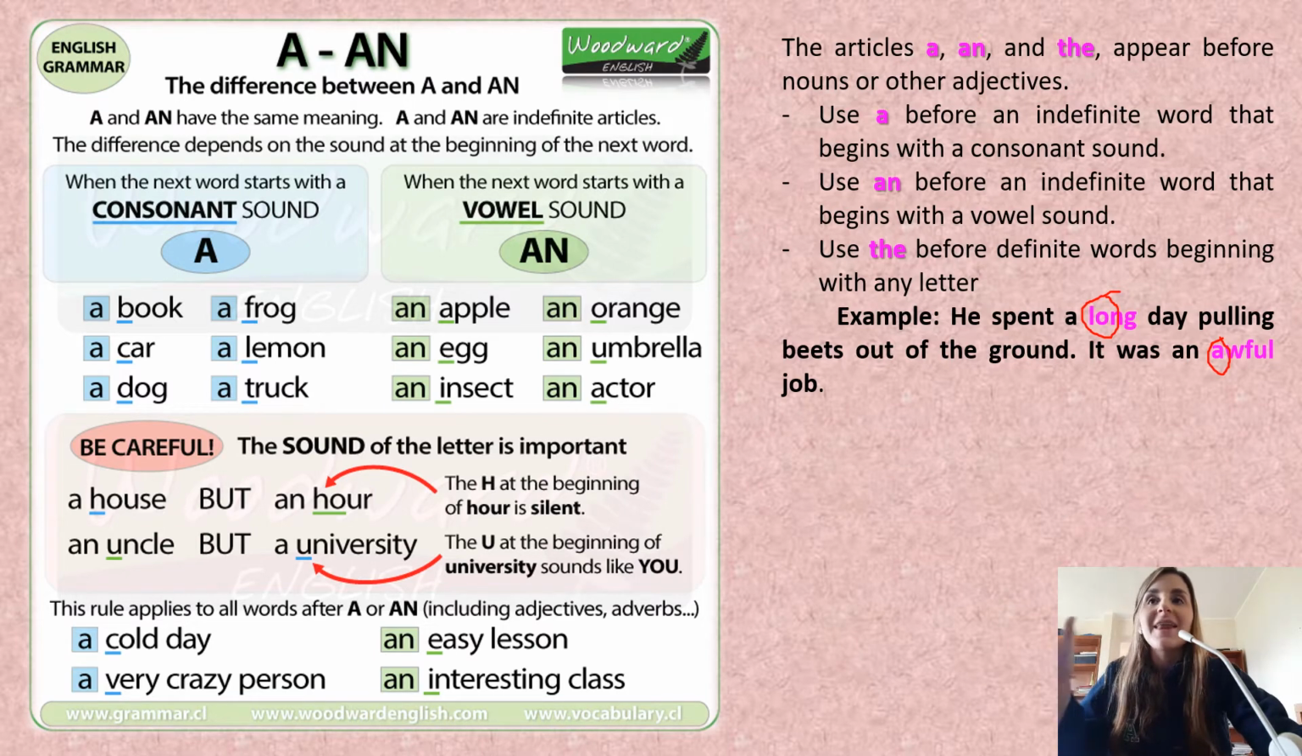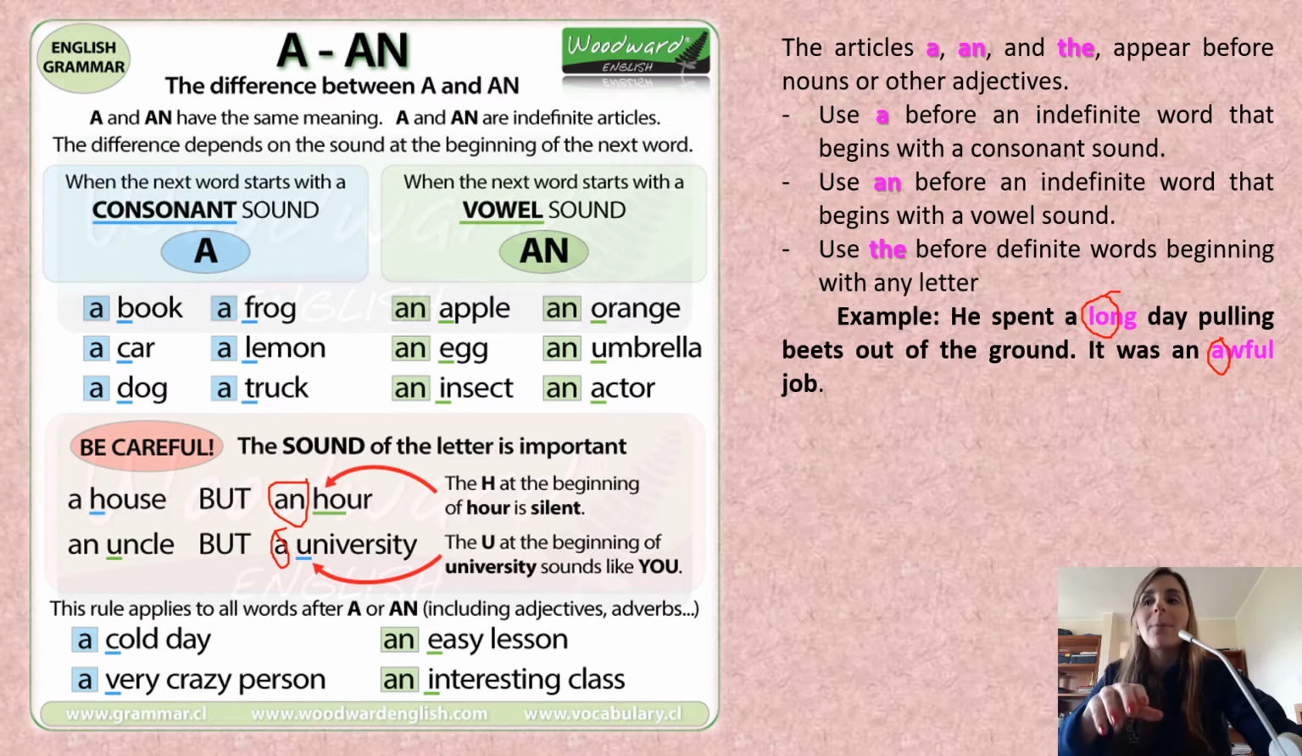For example, the H at the beginning of hour is silent. So that's why you need to put an. And you have to be careful when you have a vowel that sounds like a consonant sound, like in you. The U at the beginning of university sounds like you, like the pronoun you, and it has a consonant sound. It doesn't have a vowel sound, so you need to put a.